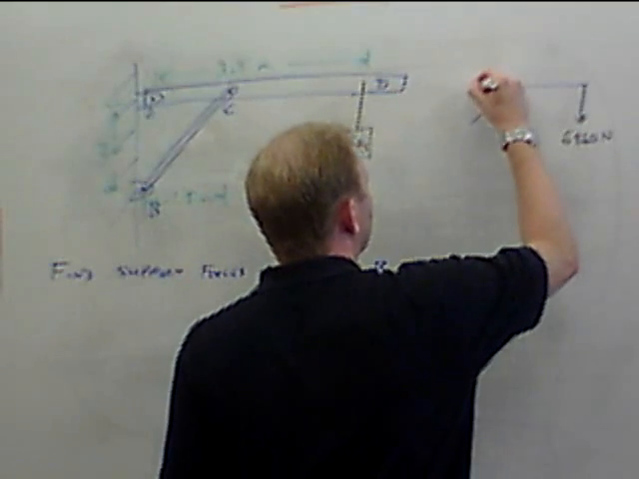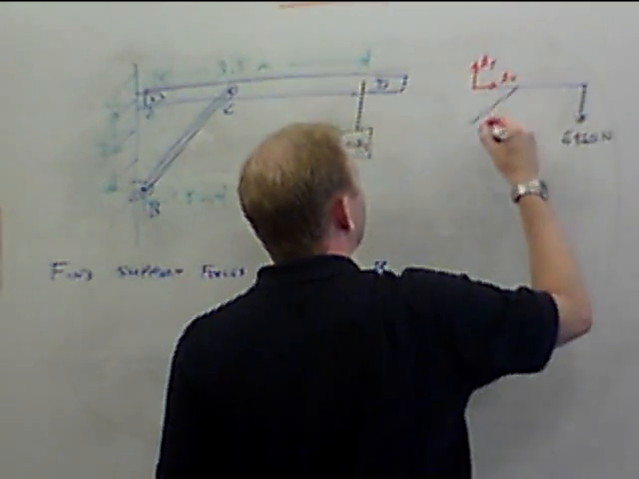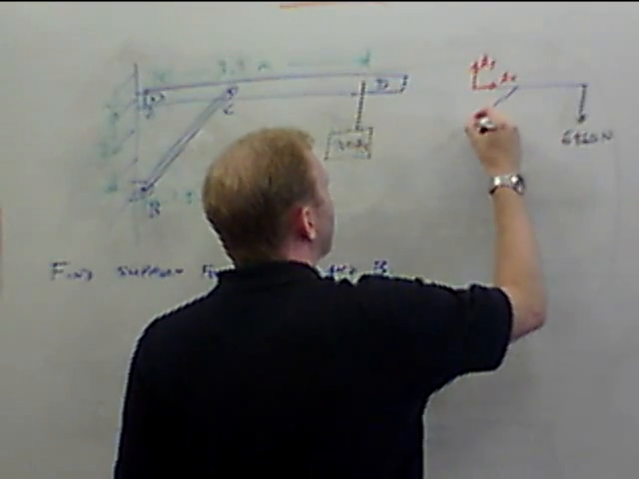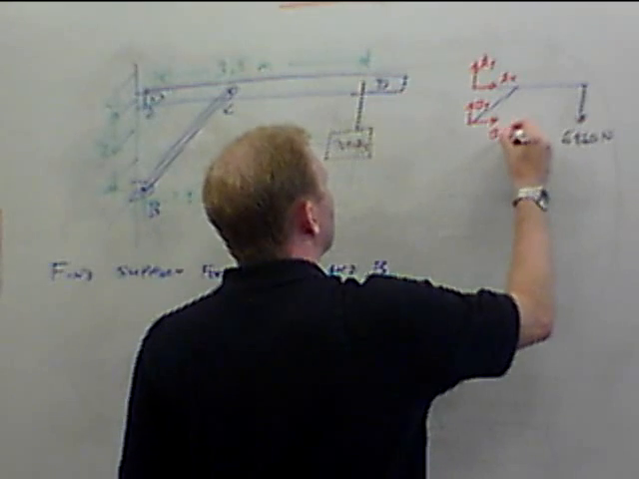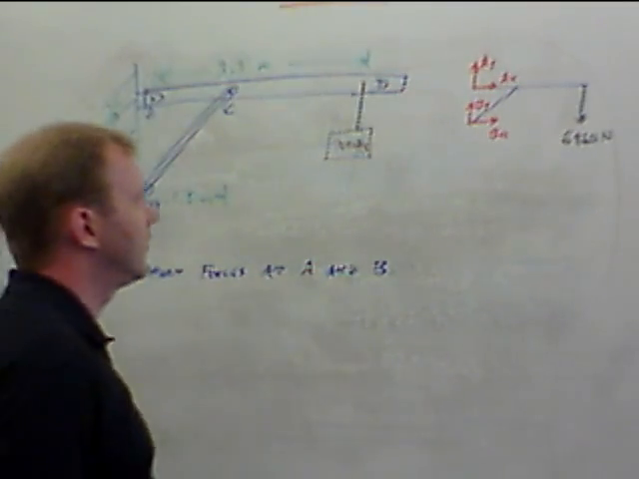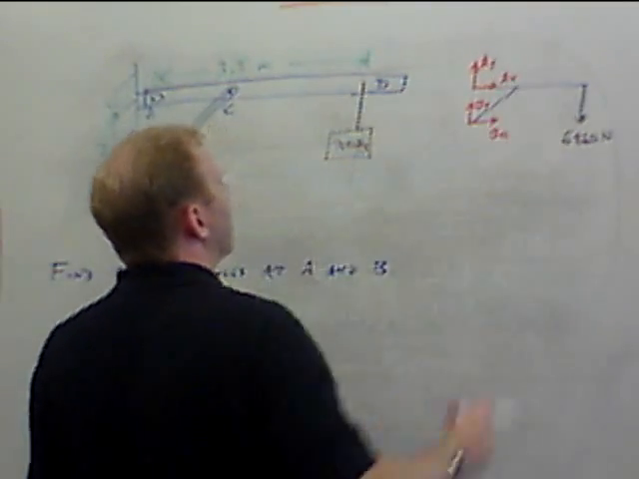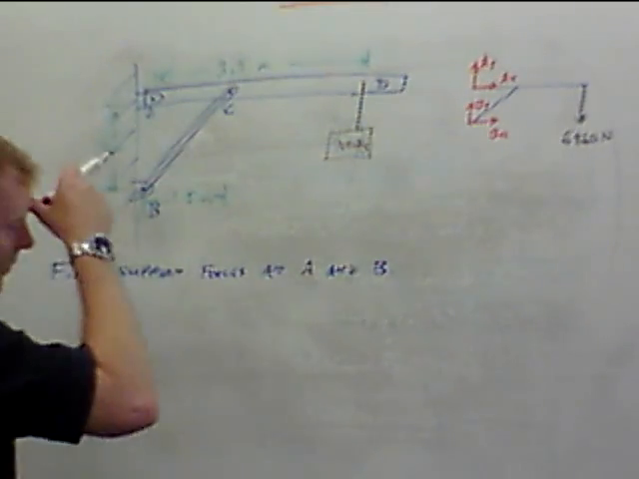We have AY and AX, and at B we have BY and BX. So that's going to leave us with 4 unknowns. All right, we'll see what we can do with this.